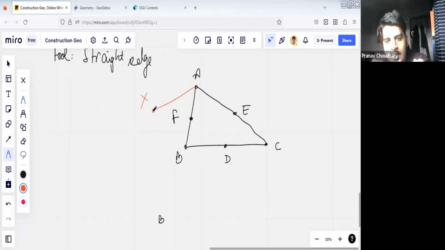So, how do you construct the midpoint of AX? Let's say you construct a line parallel to AC through X. Let this be Y. Can we construct the midpoint of XY? Yes, Sudhanshu, go on.